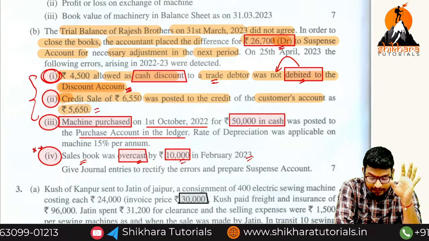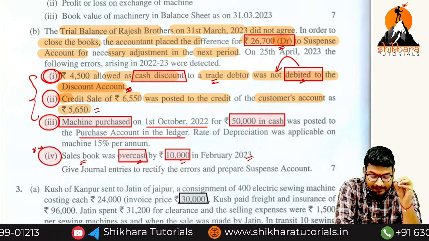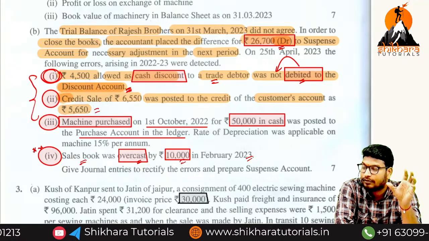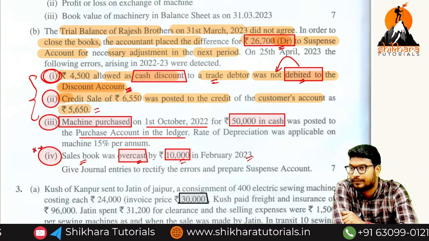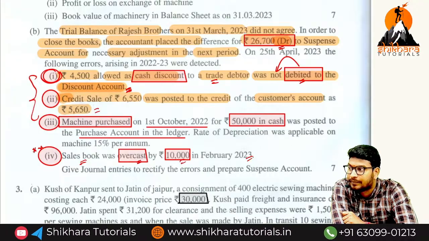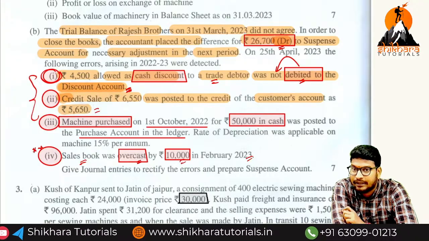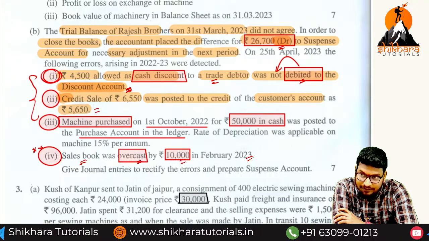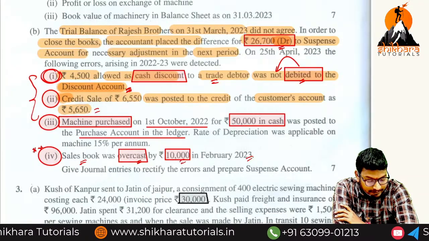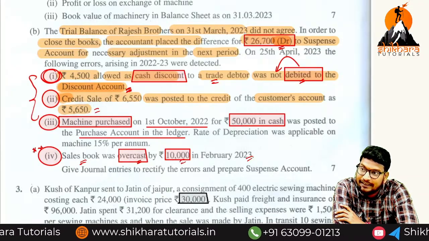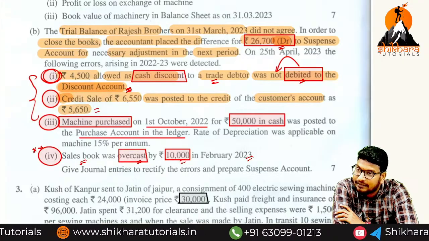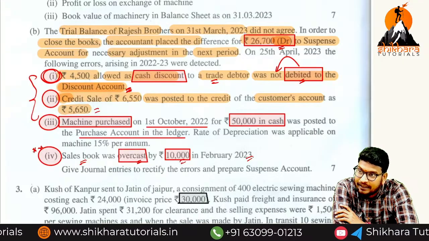What is the first one, ma? Rupees 4,500 discount allowed to debtor. What is the correct journal entry? Write that one. Discount allowed account debited to debtor account. How much? 4,500. But here the mistake is happening in the journal.